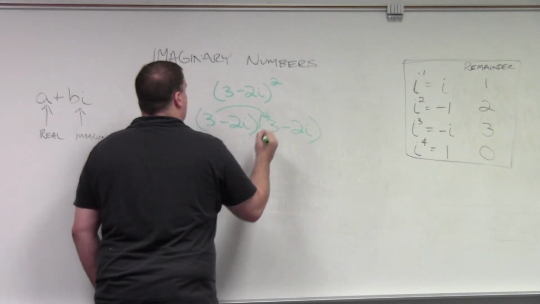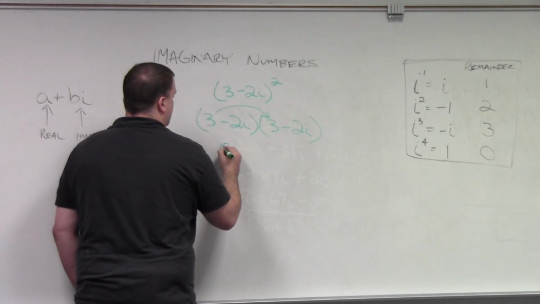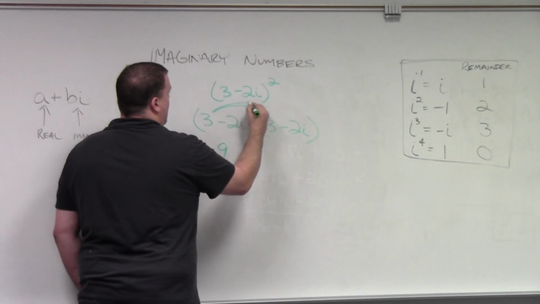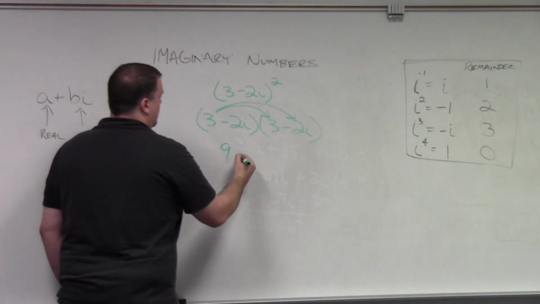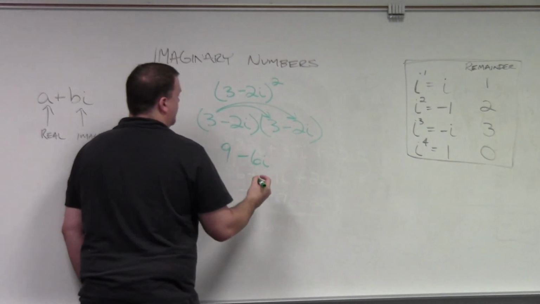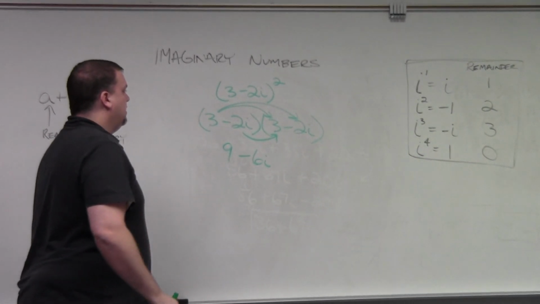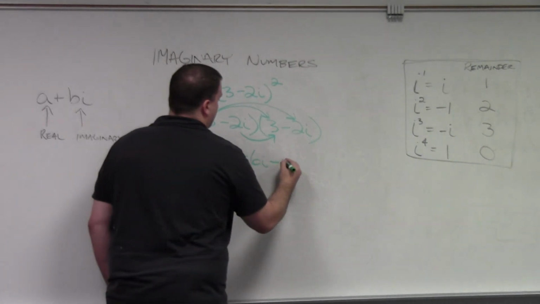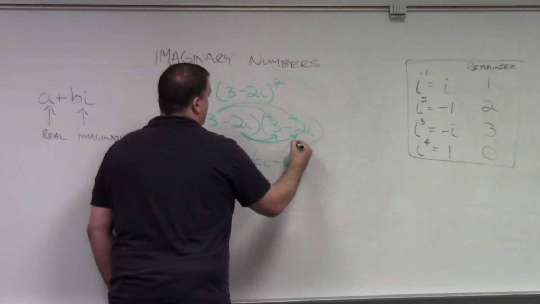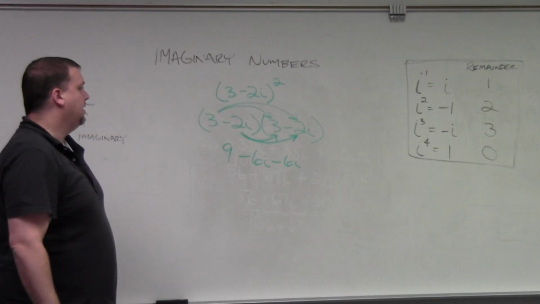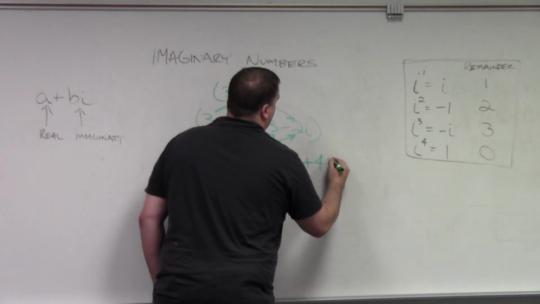So, first, 3 times 3 is 9. Outer, 3 times negative 2i, negative 6i. Inner, negative 2i times 3, negative 6i. Last, negative 2i times negative 2i, positive 4i squared.